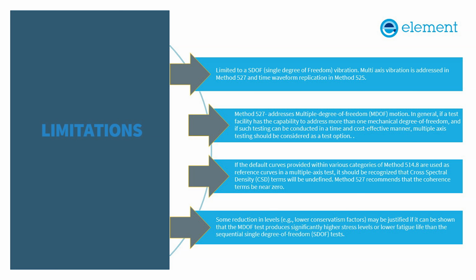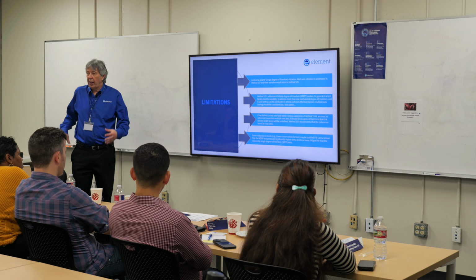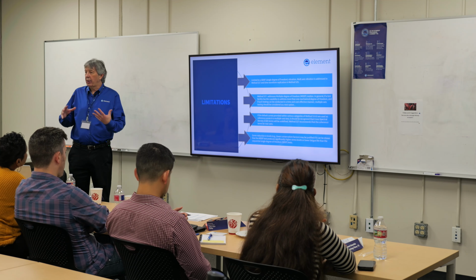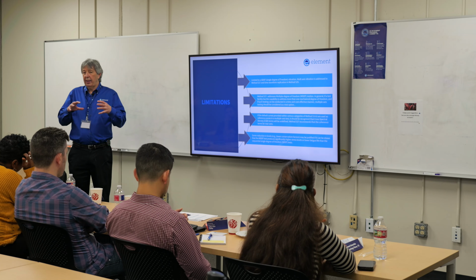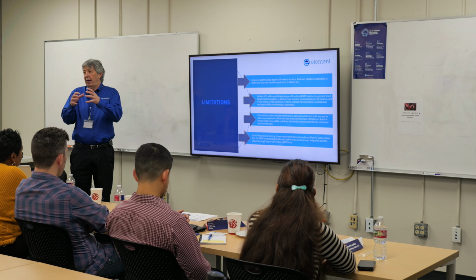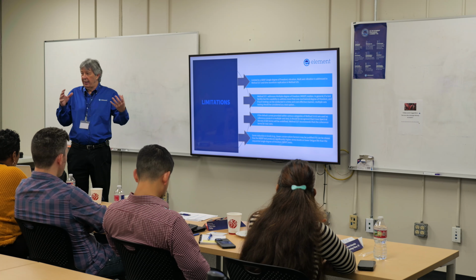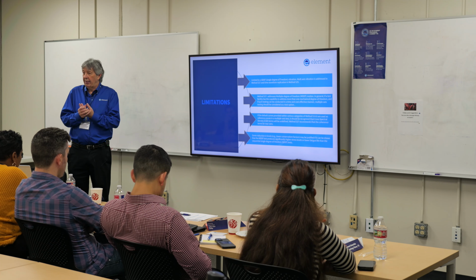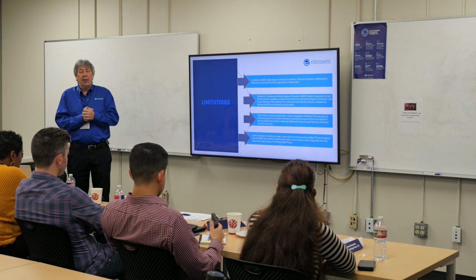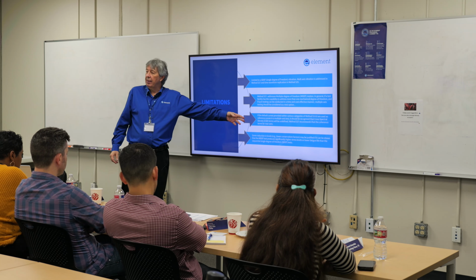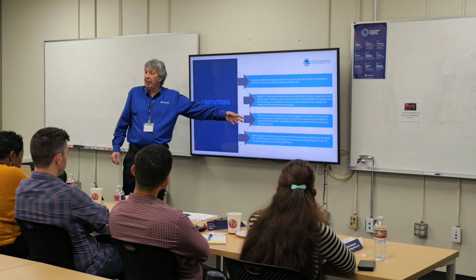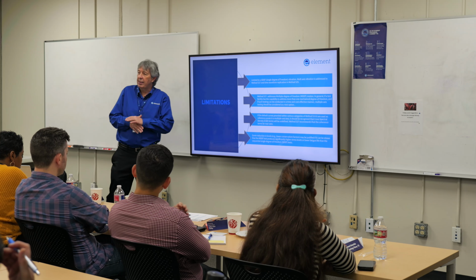If the default curves provided within the various categories are used as reference curves in multiple axes, it should be recognized that the cross-spectral density terms will be undefined. So when you run a triaxial test, there's a measurement called coherence, where we want to make sure that the vibration in X, the vibration in Y, and the vibration in Z are not in phase. Because if everything's in phase, it's not an independent triax, so you get a coherence of 1. It's not defined in 514, but some of the other specs define it as being less than 0.3. And I think maybe 527 does the same thing.